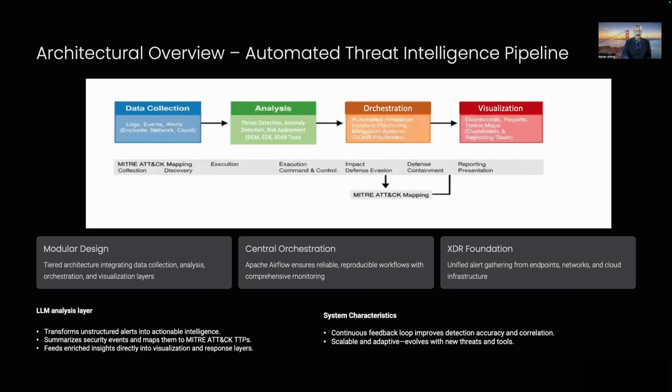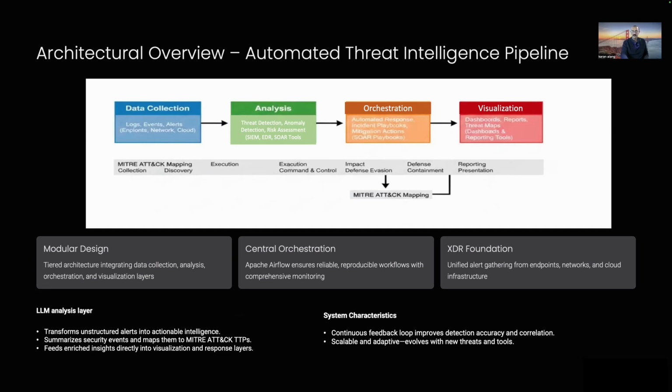Right? Look at the architecture, essentially the workflow. The first stage is data collection. It is a modular design. We are collecting logs, events, and alerts from different endpoints, networks, and cloud. We mentioned that in the last few slides. Then we do the analysis: threat detection, anomaly detection, and risk assessment using tools like SIEM, EDR, XDR tools, and LLMs, of course. We do the orchestration, which includes automated response, incident playbooks, and mitigation actions using the SOAR playbooks. We do visualization finally: dashboards, reports, threat maps, and reporting tools.